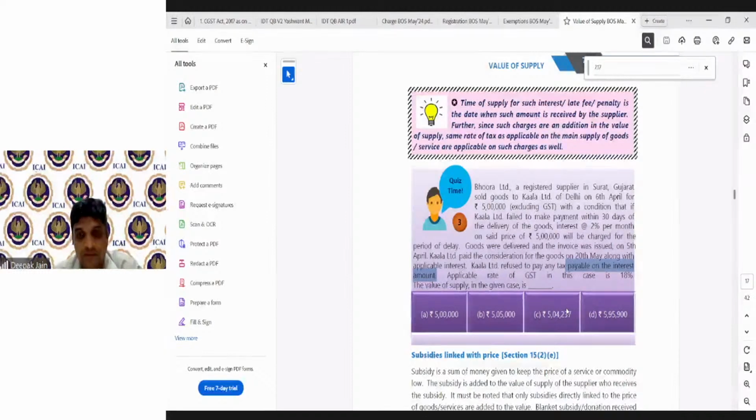Correct. Since it is exclusive of GST, don't we need to add? No, we don't need to add. We have to gross it up. Is the value of service of 5 lakhs inclusive of GST? No. 5 lakhs is clearly mentioned as excluding GST. The invoice amount would be 5,95,000. The question is not on invoice amount. If they asked for invoice amount, then you may say 5,95,900. But here they are asking what is the value of supply. So the value of supply is 5,04,237.